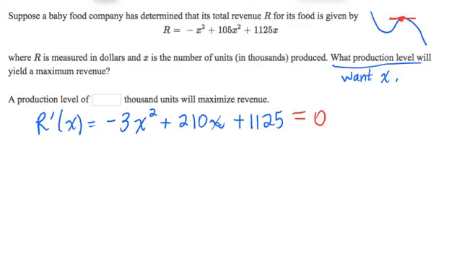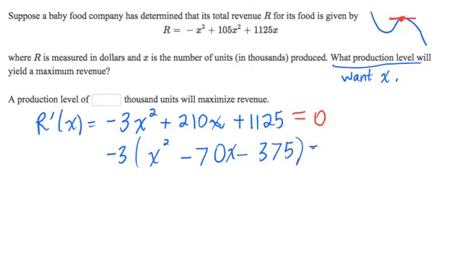So if I take a negative 3 out front, that would leave me with x squared minus 70x minus 375, and that's equal to 0. And then maybe this factors, maybe it doesn't. The numbers are a little bit large. So with 375, what you would do is look for factors of 375 which add to 70. I think instead I'm going to jump to the quadratic formula.